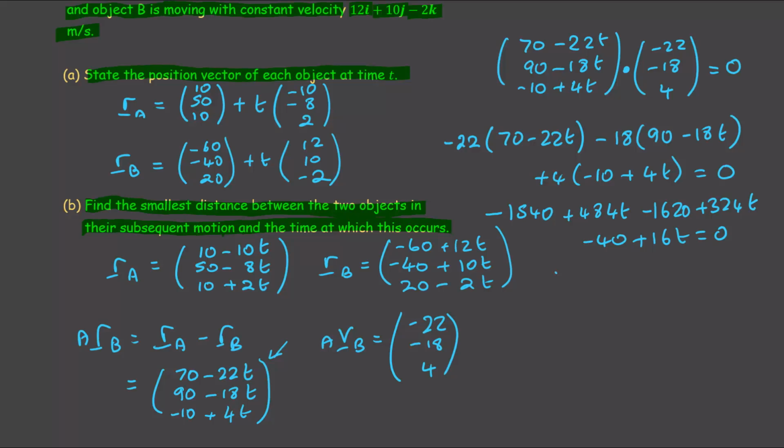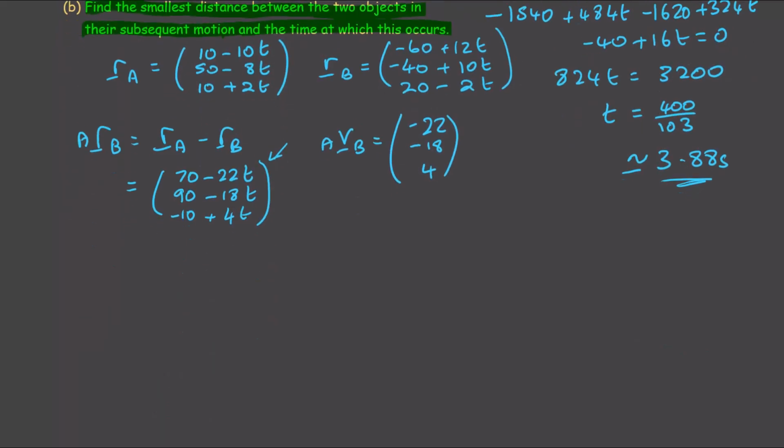So that gives us 824t is 3,200. So t is 3,200 divided by 824, which is 400 over 103, which is approximately 3.88 seconds.